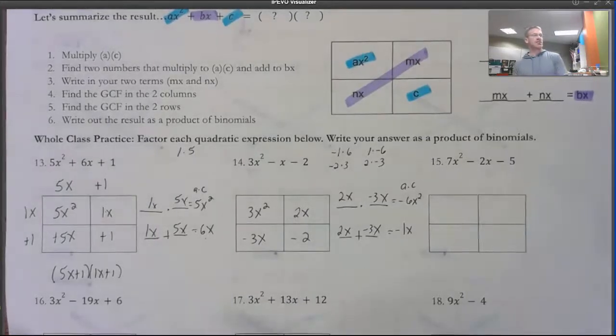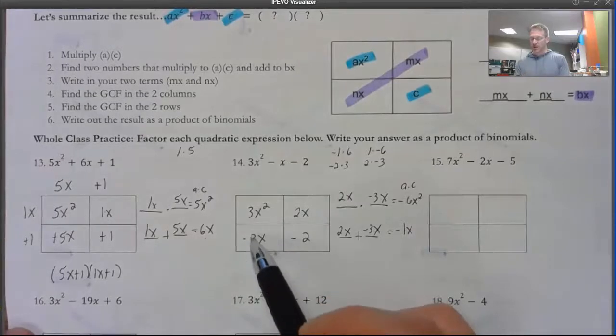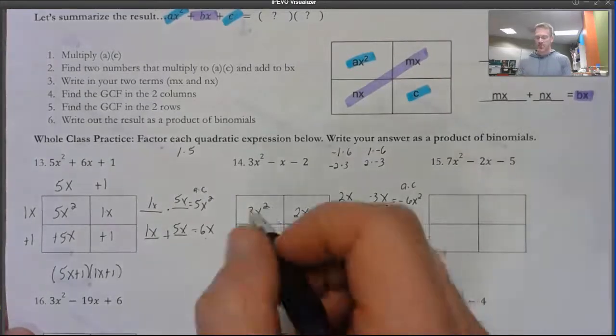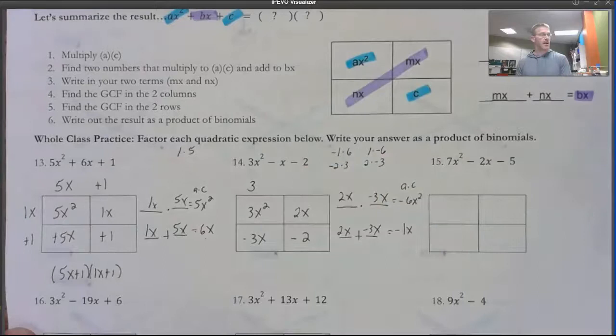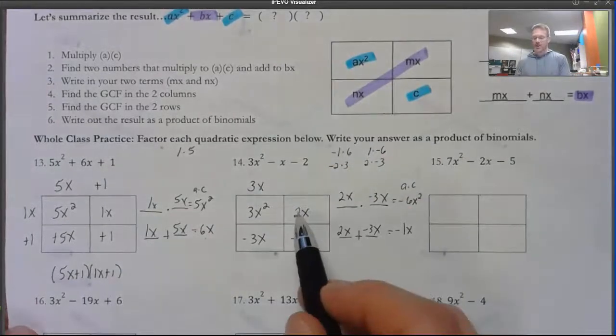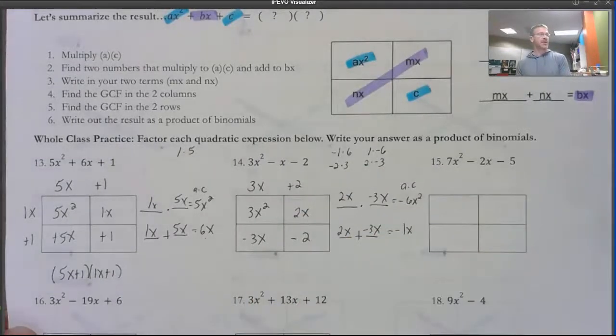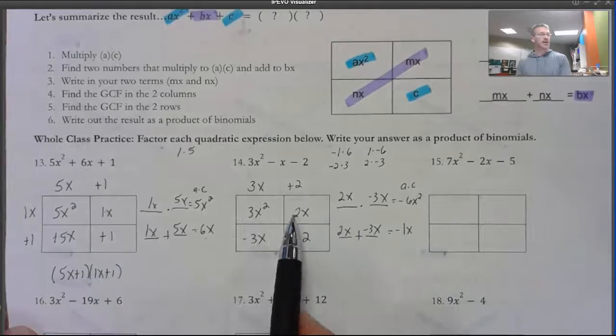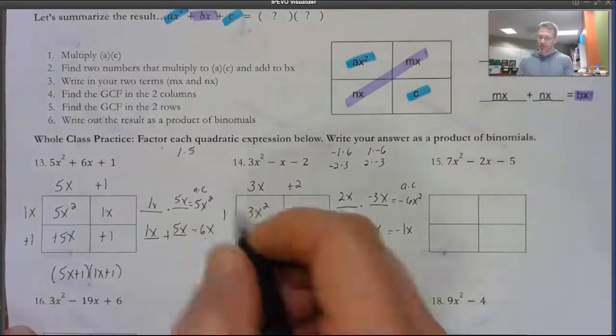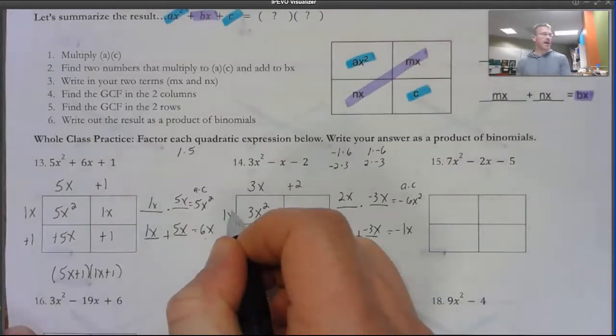So now let's look at that GCF. When I look at my first column here, the biggest number that goes into 3 is 3. They both have one x in common, so I can take out one x. The biggest number that goes into 2 and 2 is 2. They don't have x's in common, so I can't factor out an x. The biggest number I can take out of 3 and 2 would be 1. They both have one x, so I can take out one x.